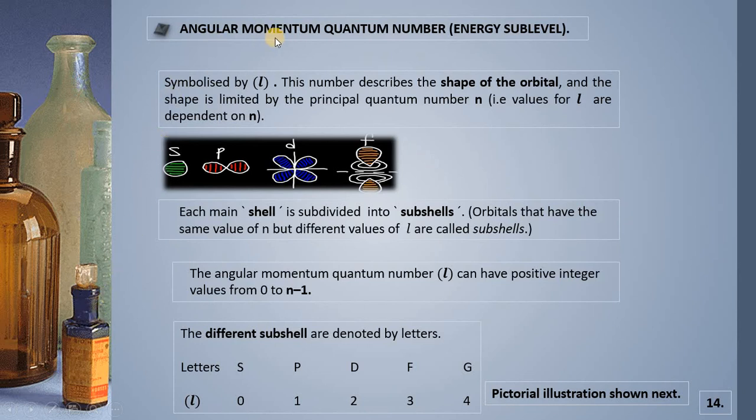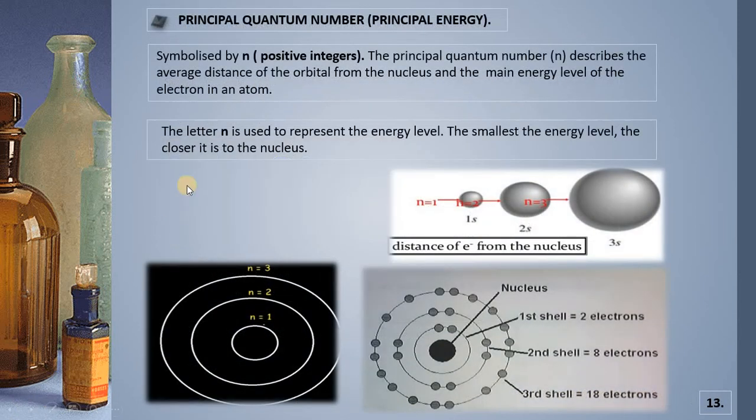And now number 2, the angular momentum quantum number. It is symbolized by L. And look at one funny thing: this number describes the shape of the orbital. This one just describes the shape of the orbital, while the initial one I explained tells us the average distance, how far they are.